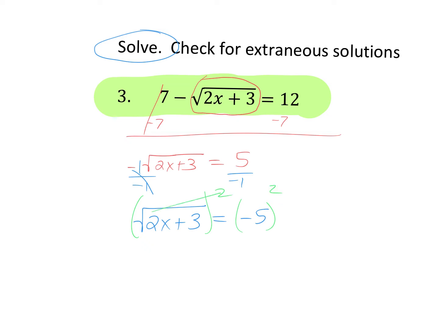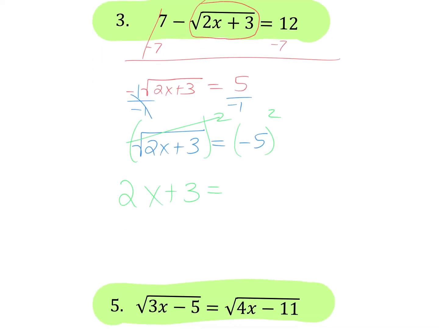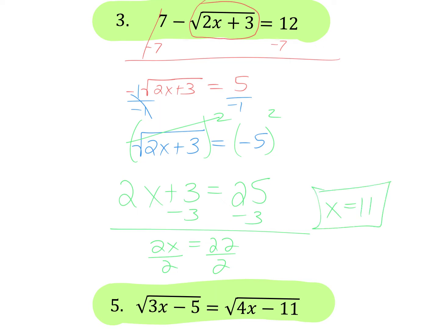When I square a square root, it cancels out. So you have 2x plus 3. -5 squared is how much? 25. So solve your equation. Subtract 3 from both sides. 2x equals 22. Divide by 2, and x equals what? 11. x equals 11. Now, before you tell me that you are right, you need to go back and check.